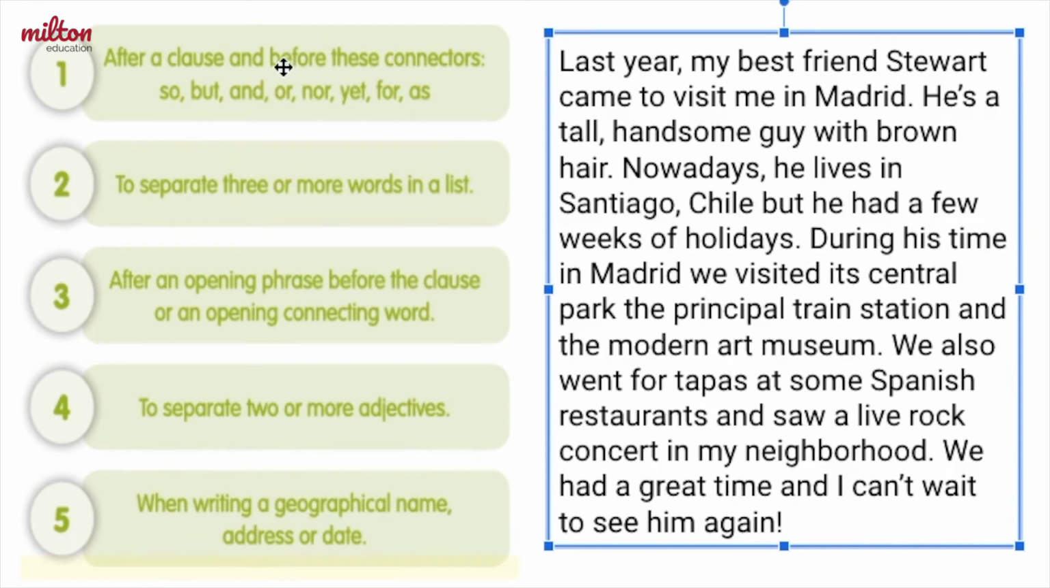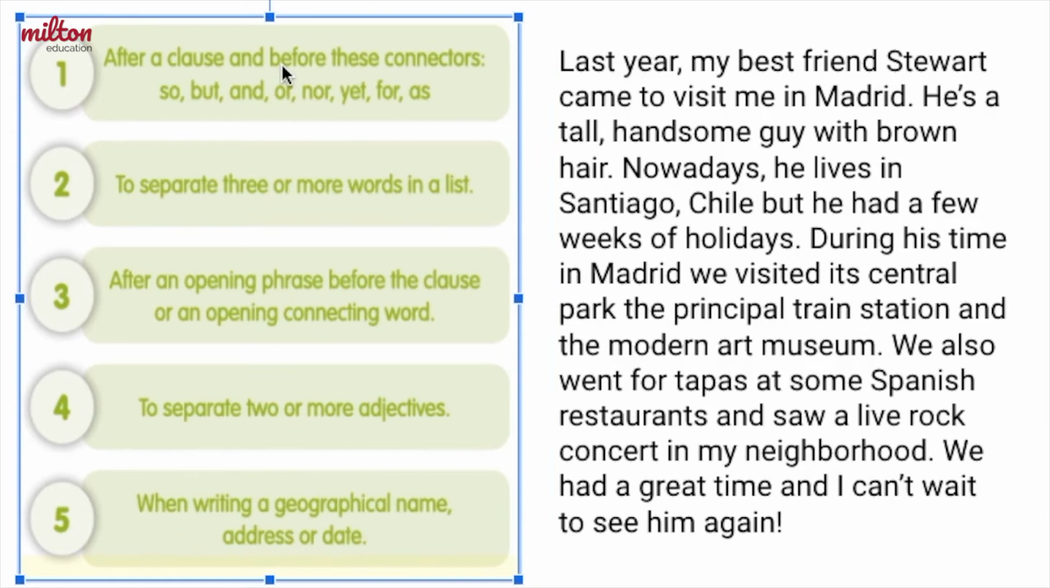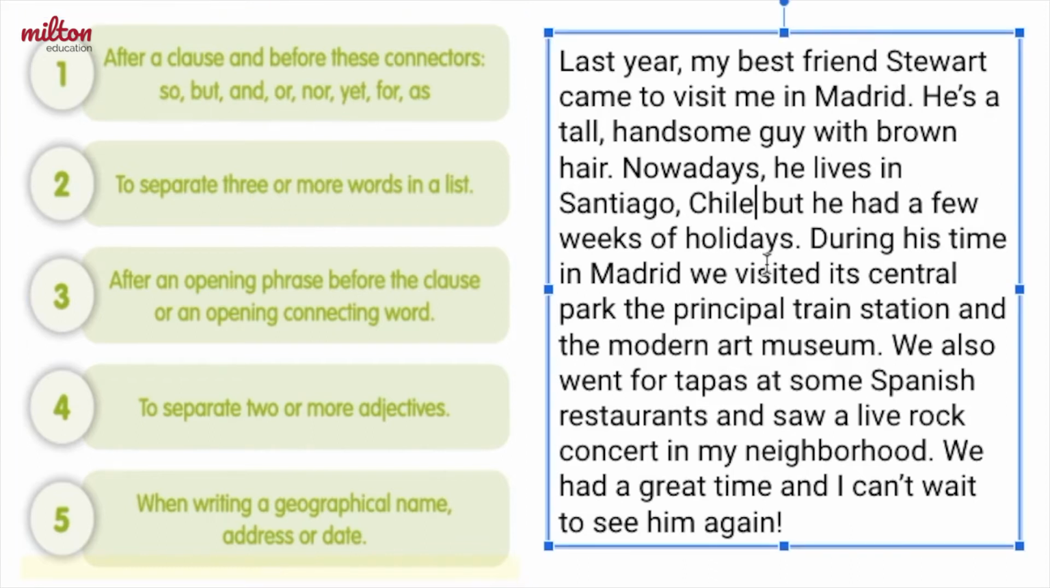Next, we must use a comma whenever we have connecting words like so, but, and. Here, in this sentence, there's a but. So before the word, we need a comma.